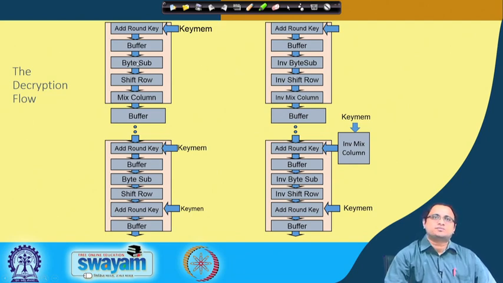If you are doing a byte sub here, you are doing an inverse byte sub here. If you are doing a shift row here, you are doing an inverse shift row here. If you are doing a mixed columns here, you are doing an inverse mixed columns here. Okay. There is a small change that you have to do.